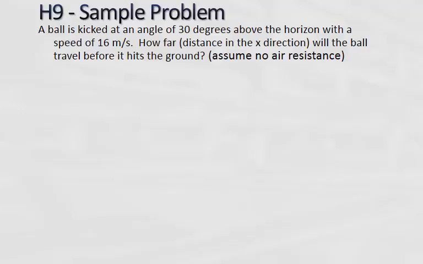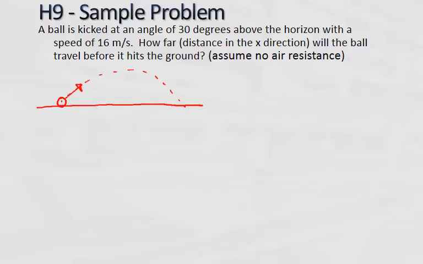All right, so when we take a look at projectile motion at an angle, there's a very specific set of steps that we need to do, and it's important to methodically go through these as we go through. So this ball is kicked at an angle 30 degrees above the horizontal with a speed of 60 meters per second. We want to find out how far distance in the x direction the ball will travel before it hits the ground.